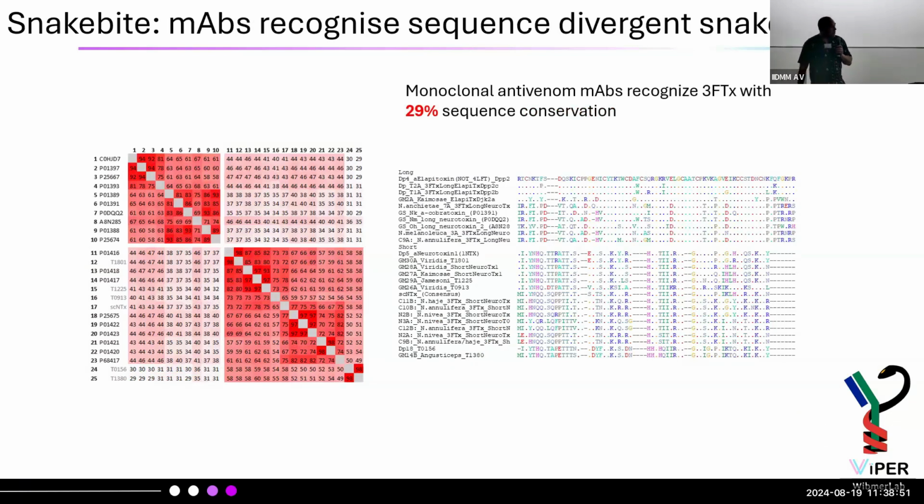And this is an example of what that breadth looks like on a sequence plot. Essentially, at the top, we have the long chain neurotoxins clustering in one box, and at the bottom, the alignment and the box of the short chain neurotoxins. And if we look at the heat map, you can see these antibodies are recognizing toxins that have as little as 29% sequence identity between them. So really sequence-diverse toxins and super broad antibodies that are able to recognize these two different subclasses.